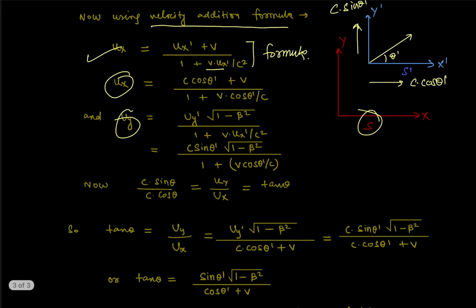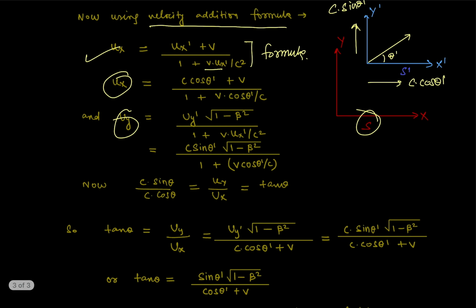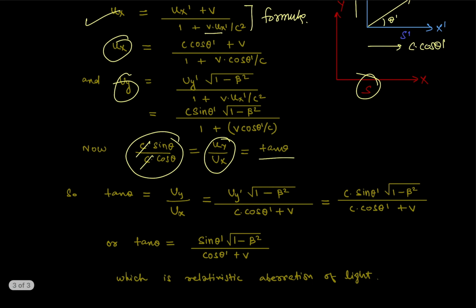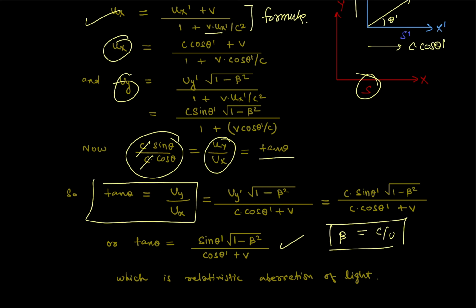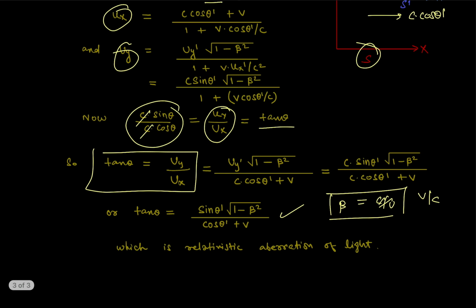The calculation is pretty simple. There is sine theta and cos theta, and if you divide uy by ux, you get tan theta, because c and c cancel out. So tan theta is simply uy divided by ux. You put all the values, you get tan theta equals sine theta prime times under root 1 minus beta square, where beta is the ratio v upon c, divided by cos theta prime plus beta. So this is the relativistic aberration of light.